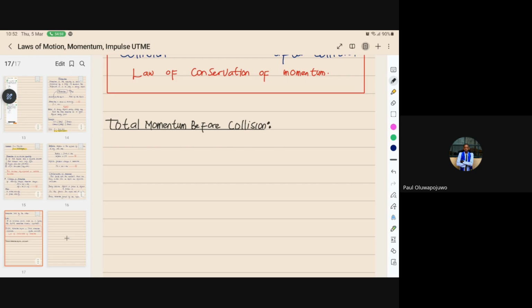So total momentum before collision is going to be what? M1 U1 plus M2 U2 for two objects. Know that U1 is the initial velocity of object one, that's the first object. Now U2 is the initial velocity, that's before the collision, of object 2.